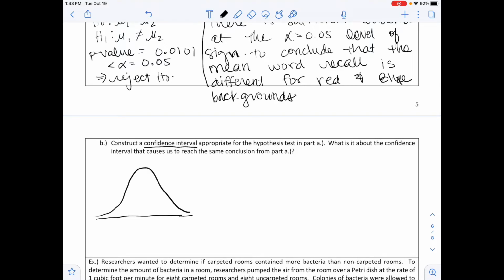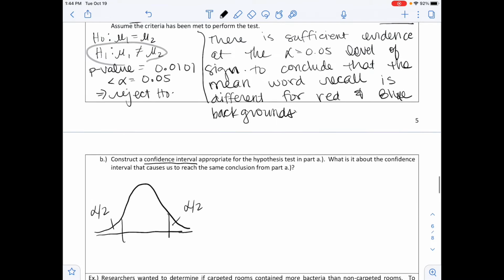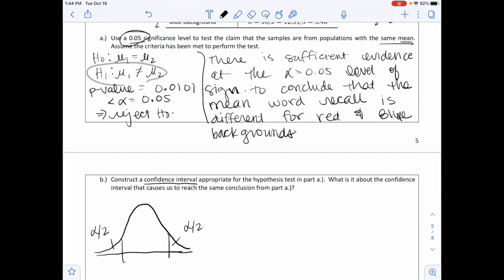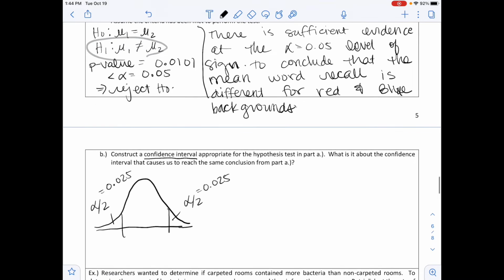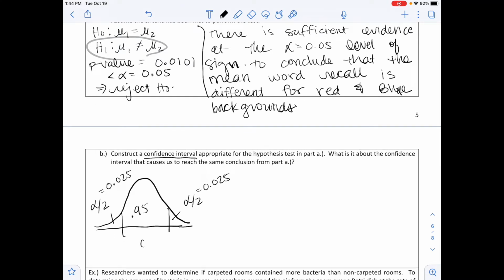Again, remember with confidence intervals, they always need to be set up as a two-tailed test. But for this case, since our alternative hypothesis is a two-tailed test, this just means that alpha is going to be split up into each of these little tails, and it's already set up as a two-tailed test. And since alpha in this problem was equal to 0.05, that means that each of these little tails would have 0.025 in them. And that means our C-level would be equal to 0.95.